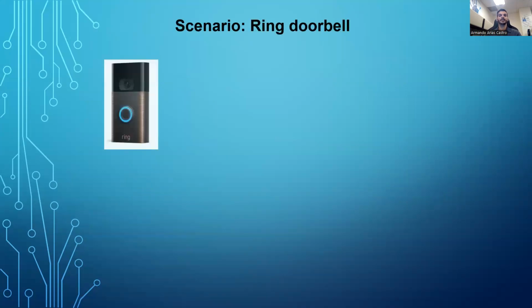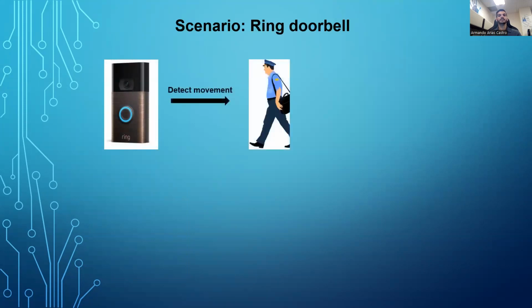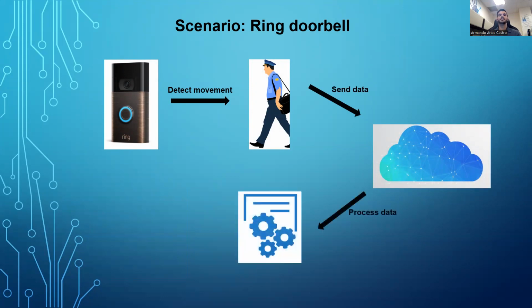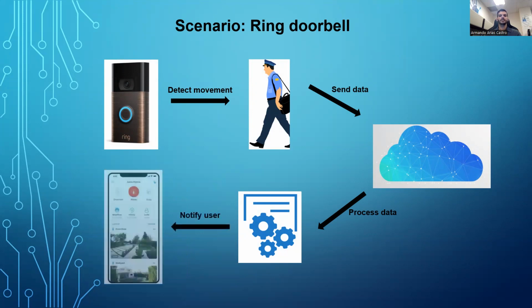We will analyze a Ring doorbell. The Ring doorbell has a movement sensor. Every time it detects movement, the camera will turn on. The information from the camera is then sent to the servers in the cloud to be processed. The servers process the data and add more information like the time, date, and duration of the activity. Then the system sends a notification to your phone. Once you open the app, you have access to the camera and microphone at your door from anywhere in the world you might be.